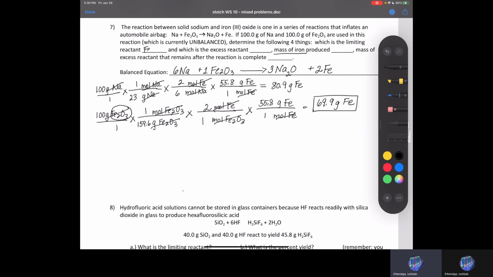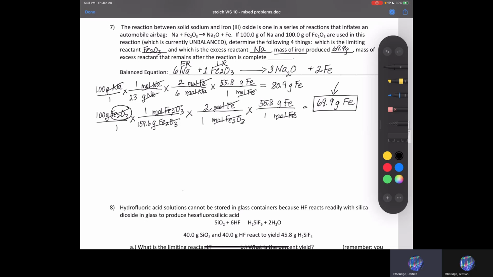So up here, I'm going to put Fe2O3. And if we know that Fe2O3 is the limiting reactant, that means that sodium is the excess reactant. And when it asks you for the mass of iron produced, guess what? We already calculated that because that's right here in our first answer. So that's going to be 69.9 grams.